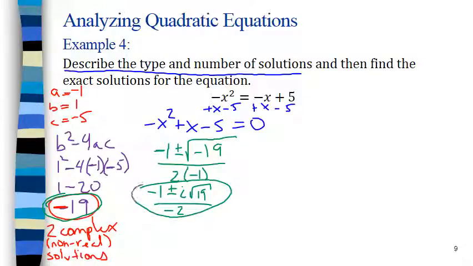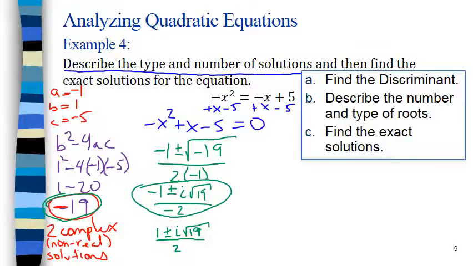So you can either write it like this, or it's 1 plus or minus i square root of 19 all over 2. So you can do it that way also. Both of these are equivalent because when you add and subtract, it doesn't really matter which way you go.